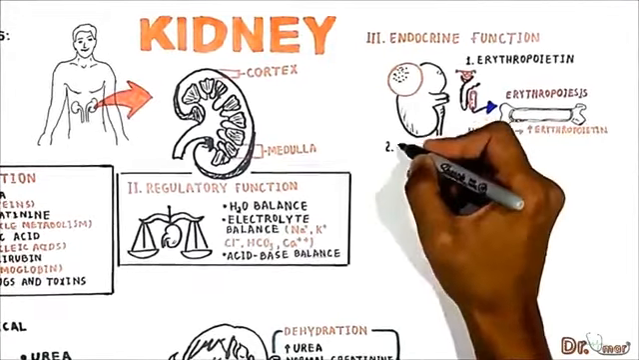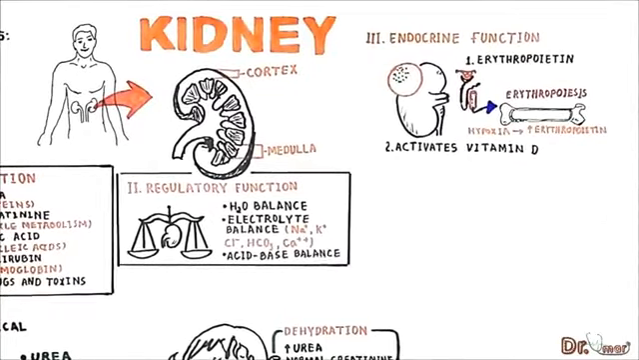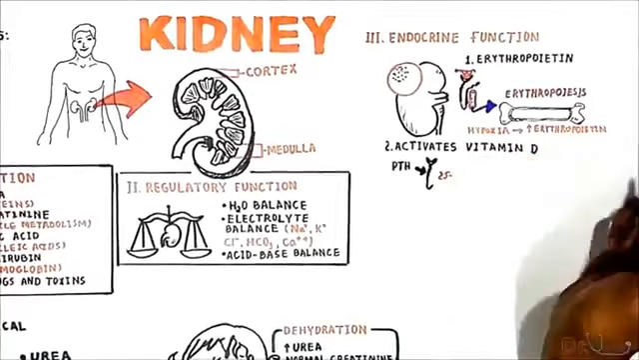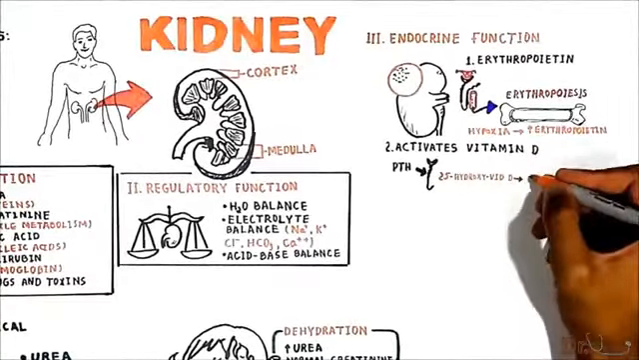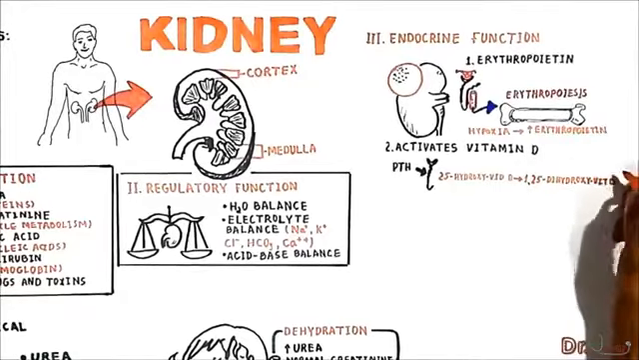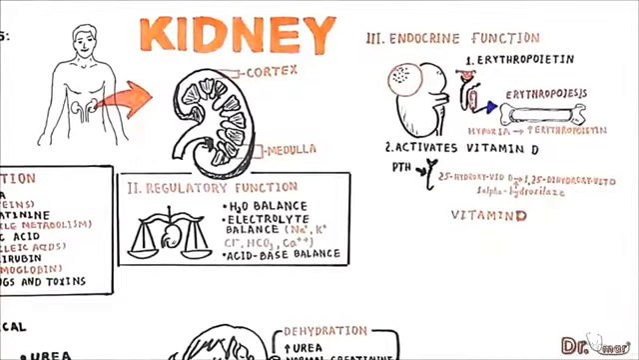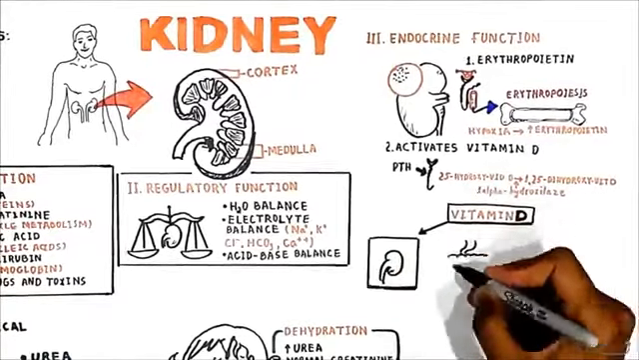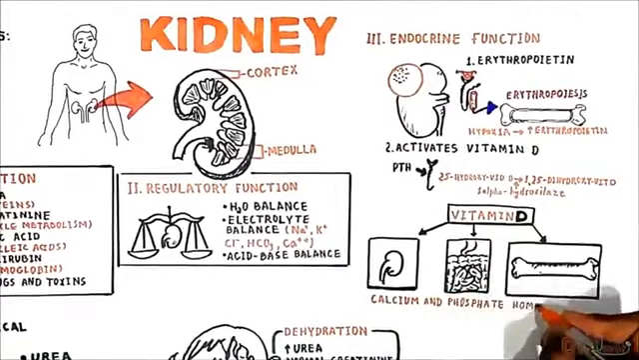The second endocrine function of the kidney is activating vitamin D. First, the parathyroid hormone acts on the proximal convoluted tubule cells and then hydroxylates 25-hydroxyvitamin D to form the active form of vitamin D. Vitamin D can act on kidney, intestine, and bone to regulate calcium homeostasis.